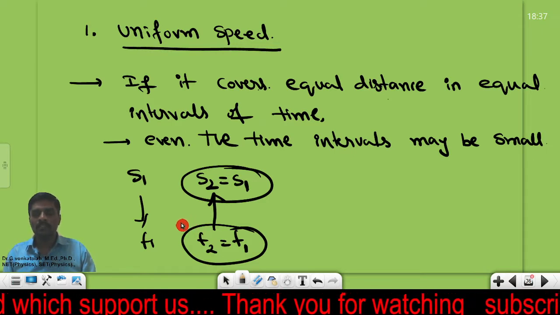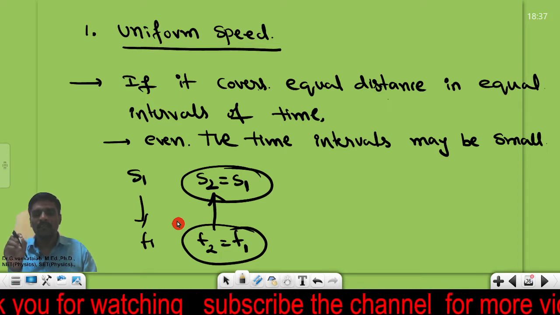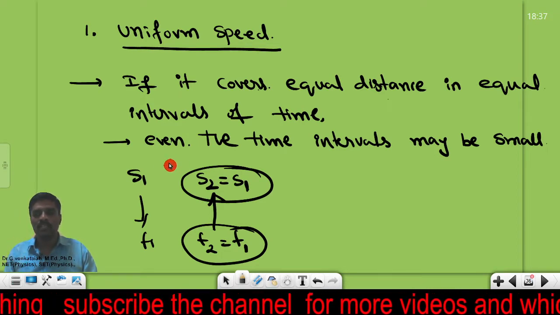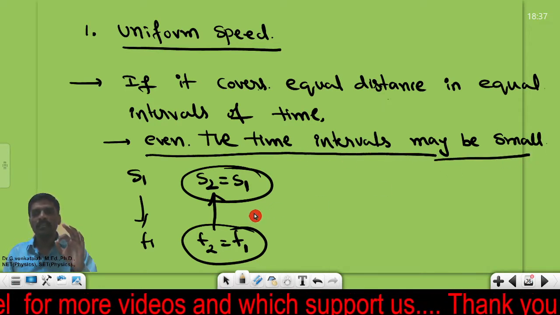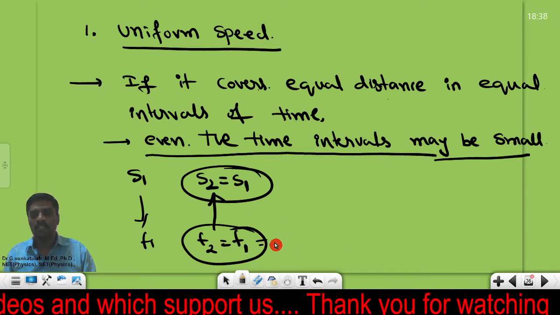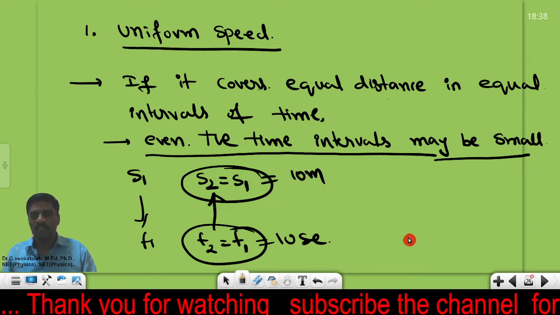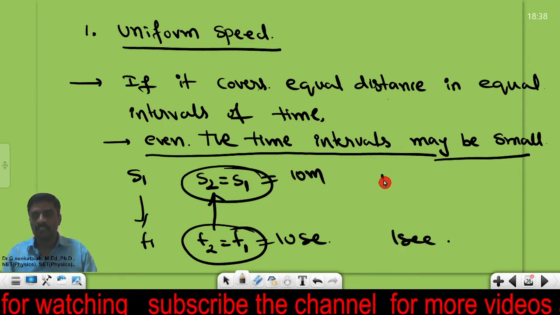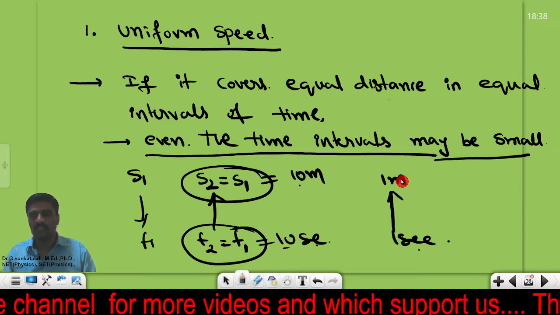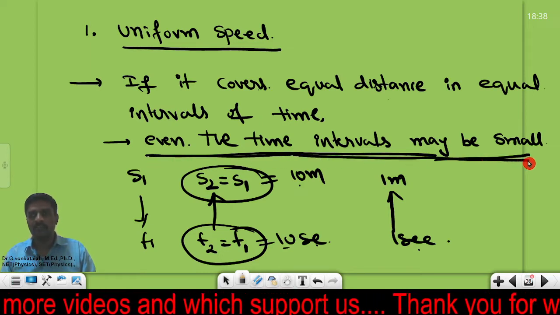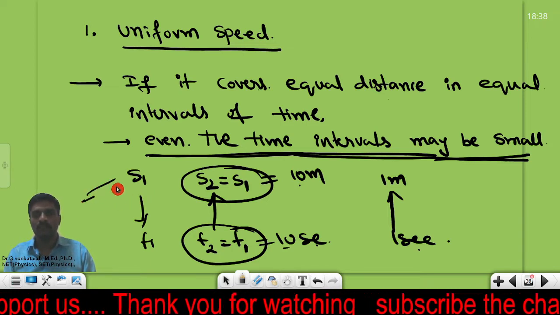One more condition: even if the time interval is very small, the distance covered by the object must be the same ratio, a constant. For example, I am taking 10 seconds and the distance as 10 meters. If I take 1 second, then you should cover 1 meter, the same ratio. So even if the time intervals are small, the distance covered by the object must be equal. That is a very important condition.